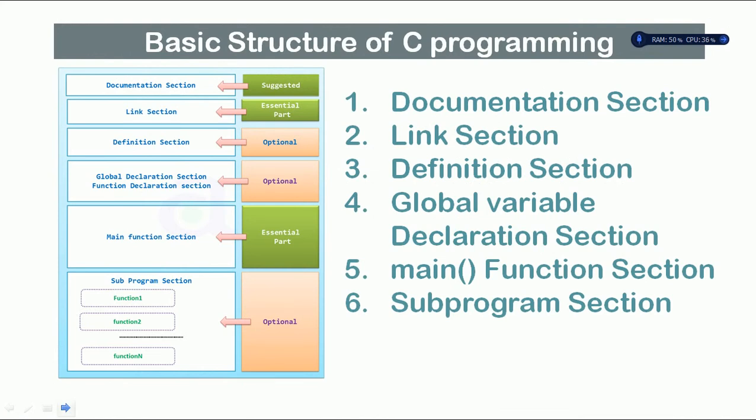For writing a basic program in C, you have to know what structure it follows, like what comes after what in your program. So this is the basic structure of C programming. It consists of 6 parts.